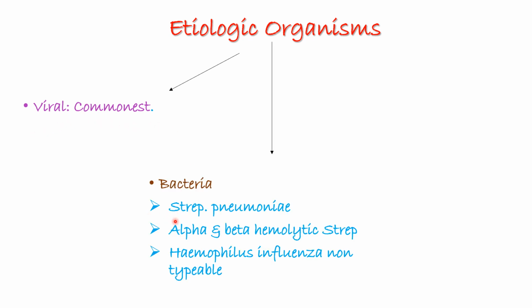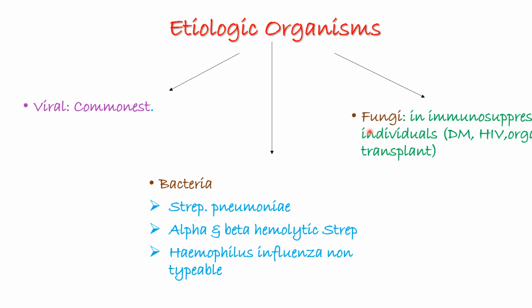So for the etiological organisms, the organisms causing these infections, we can have viral, which is the most common. We can have bacteria and anaerobic bacteria. The most common one we have is Streptococcus pneumoniae. We also have alpha and beta hemolytic strep. In addition to that, we have non-typeable Haemophilus influenzae. And the reason behind this is because we usually vaccinate against the typeable, that is influenza B.